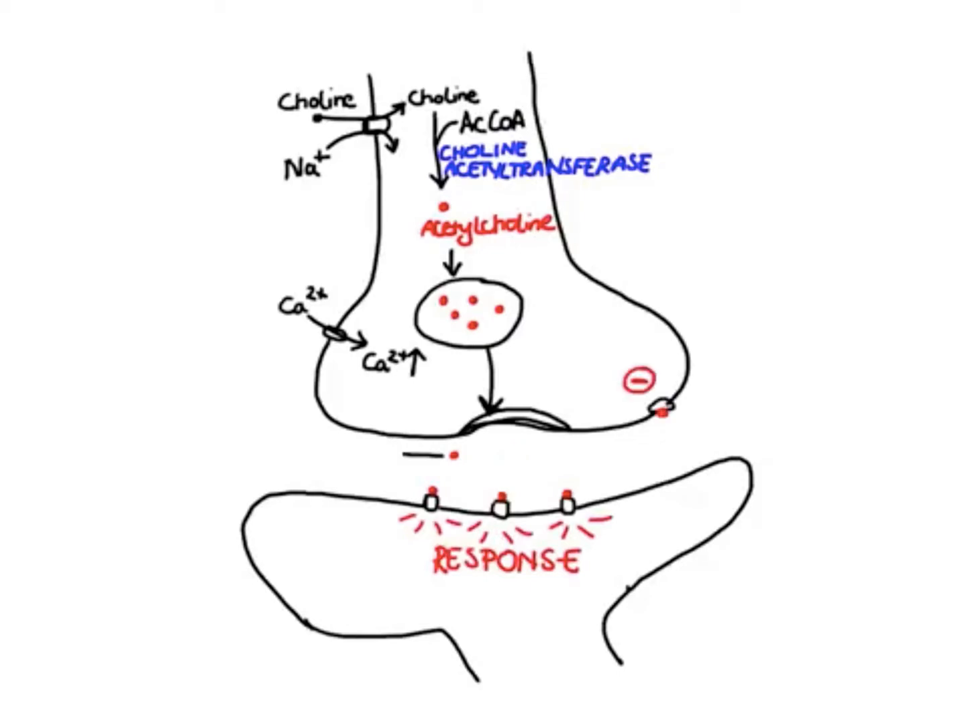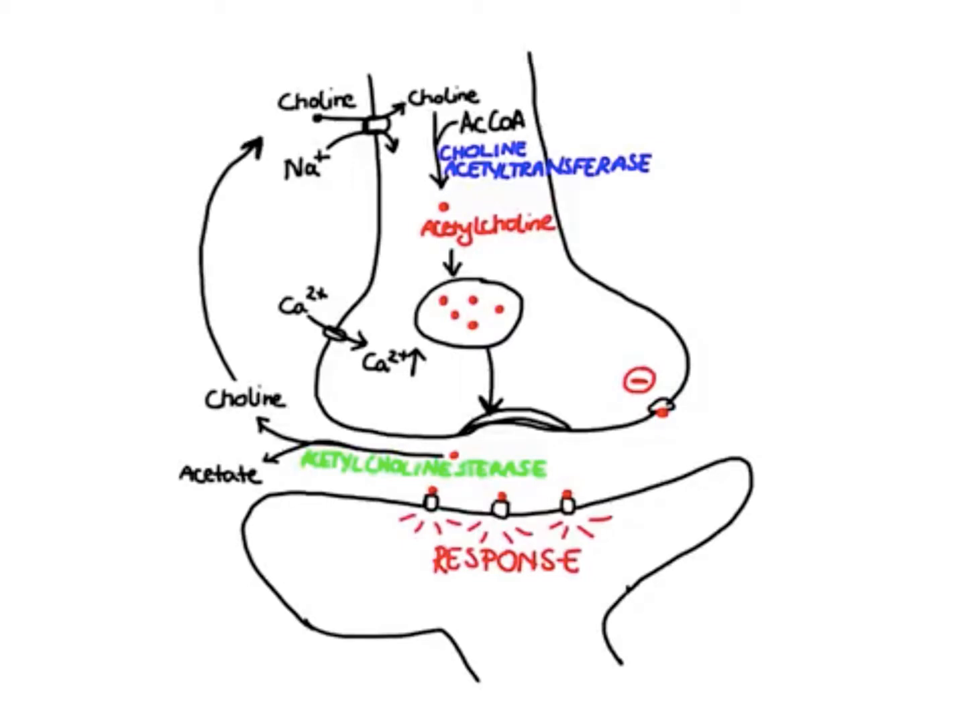But the released acetylcholine is then hydrolyzed and broken down into choline and acetate by the help of the acetylcholinesterase enzyme, and then this choline is reuptaken by the sodium choline cotransporter for further synthesis of acetylcholine.